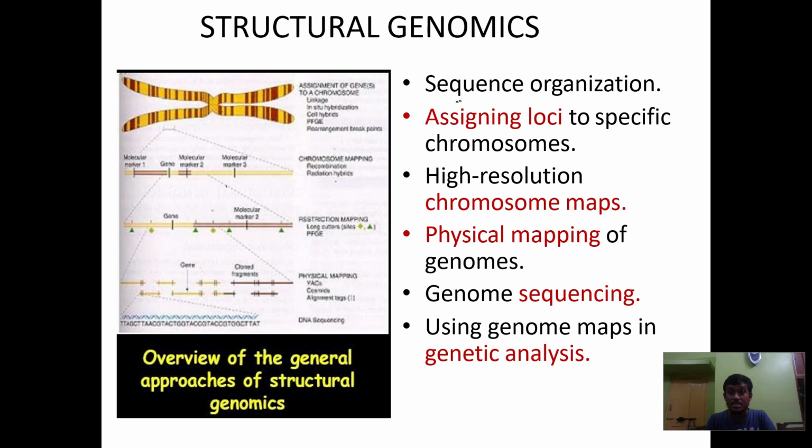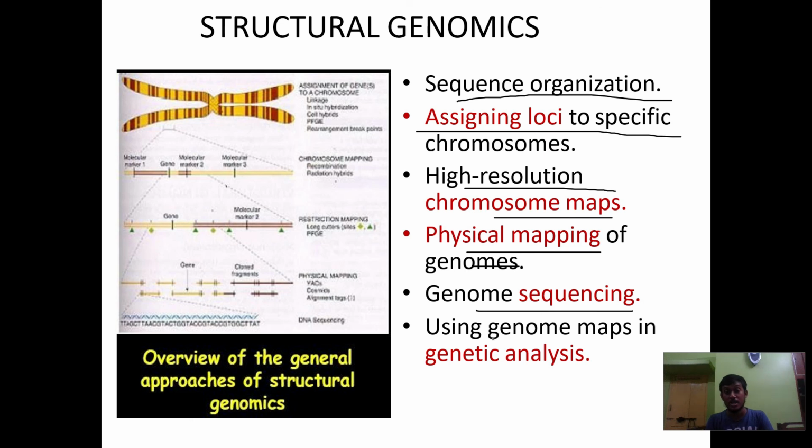You can see here sequence organization, where we assign loci to specific chromosomes. So different loci are assigned. Also, high resolution chromosome maps are made, along with physical mapping of genomes, genome sequencing, and using genome maps in genetic analysis. There are different functions involved here: taking the entire genome of an organism at once and thereby assigning and mapping them according to their similarity and their gene functionality.